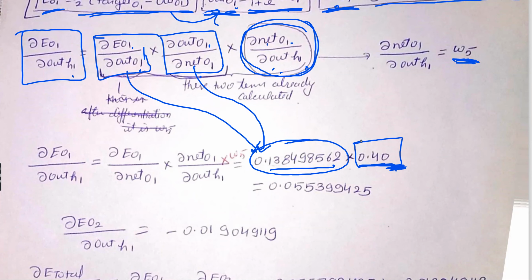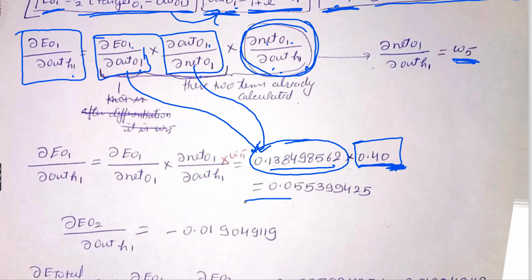When we calculate all the weights with the help of the older values, then we will refresh all the weights simultaneously. In intermediate values we will not update any weight midway. We will update all the weights together at the end. That's why we have taken here the older value of W5, 0.40.